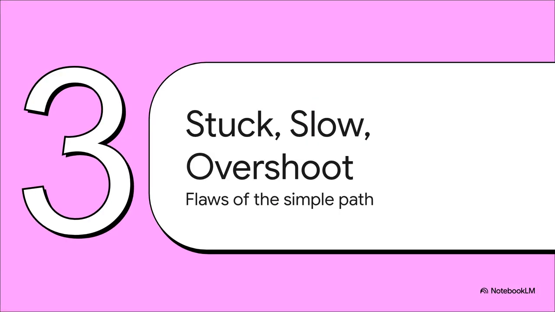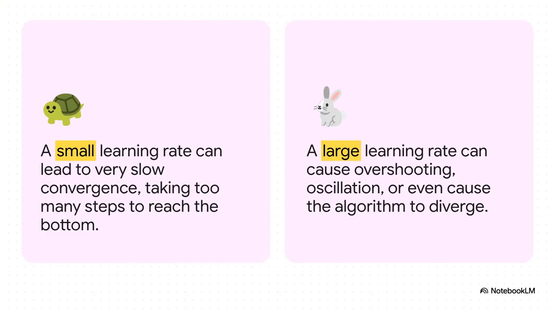But, as elegant as this sounds, it's not quite that simple. Our hiker can run into some really big problems out there in the fog. The path down the mountain isn't always smooth, which brings us to the flaws in this basic approach. This is the great learning rate dilemma. If our hiker's steps, the learning rate, are way too small, sure, they'll get to the bottom, eventually, but it could take forever. On the other hand, if their steps are too big, they might literally jump right over the lowest point of the valley and start bouncing from one side to the other, never actually settling down. Or even worse, they could launch themselves to an even higher point on the mountain.